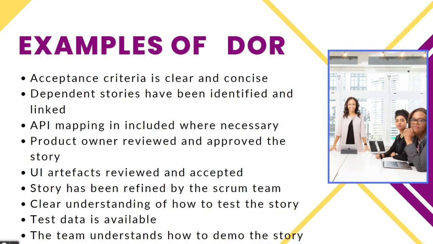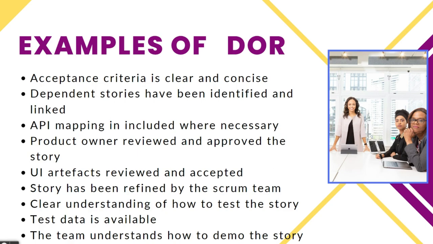So here's another example of definition of ready. This one's a little bit more concise. So the acceptance criteria is clear and concise. All right, that's one element of your DOR. Dependent stories have been identified and linked. So if you're using a tool like Jira or DevOps, we want to make sure that before the story can get worked on, you identify any dependencies and you link the stories that have dependencies.